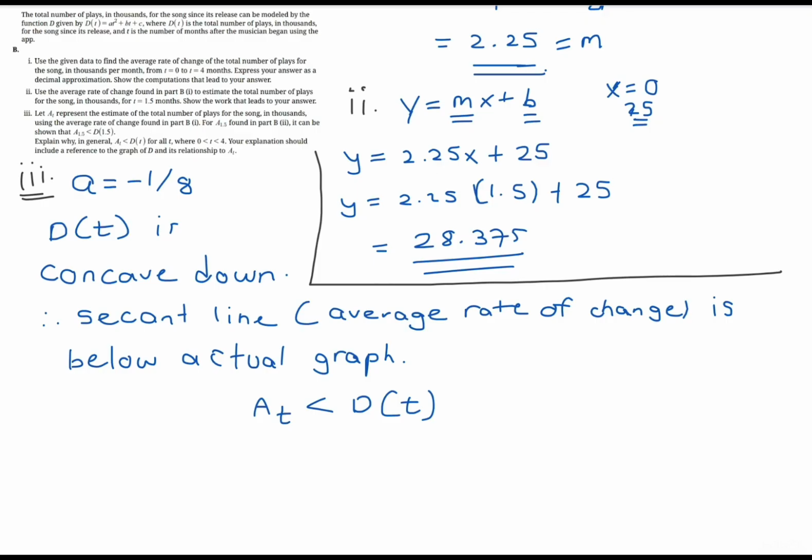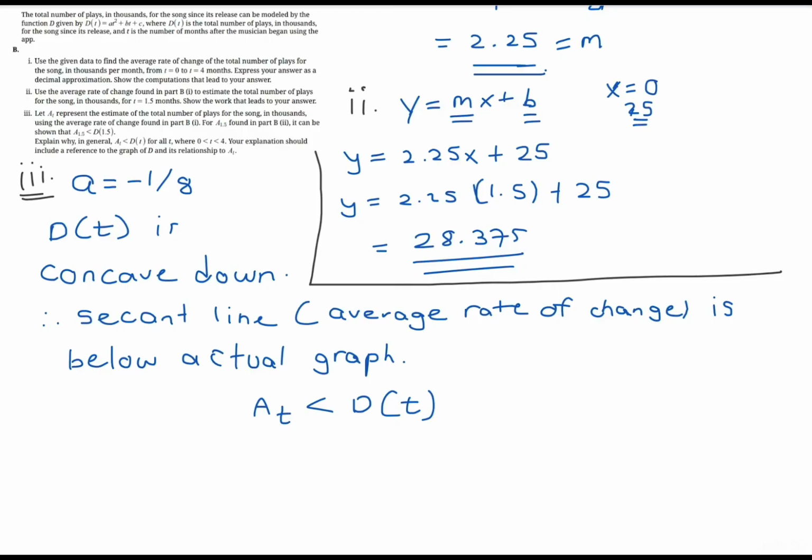Okay, moving on to part 3. Let A sub t represent the estimate of the total number of plays for the song. And we have to explain in general why A sub t is less than d of t for all t, where t is between 0 to 4. And our explanation should include a reference to the graph of d and its relationship to A sub t.